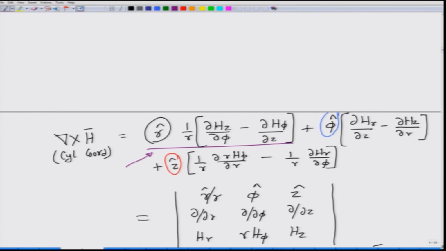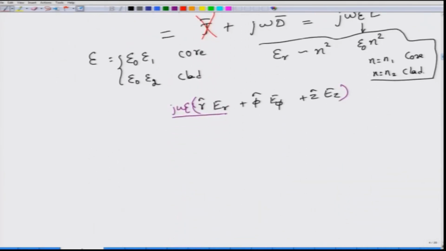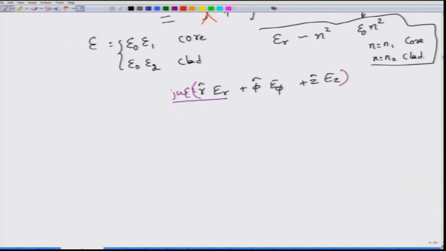So this expression. Similarly, there will be a phi expression, or the component for the phi, that should be equal to j omega epsilon E phi hat, of course, because it is the vector equivalence, and this last one should be equal to j omega epsilon E z. Again, epsilon should be different for core and cladding, that you have to keep in mind. So, we have written down del cross H equal to this equation, this is called the Ampere-Maxwell law.